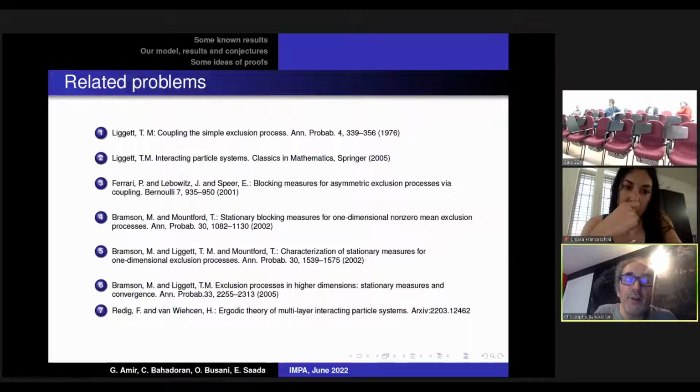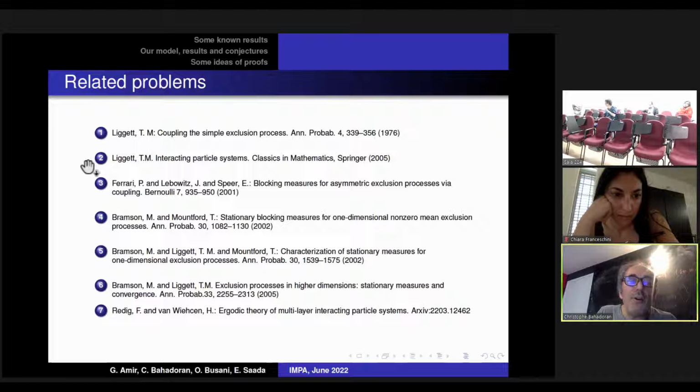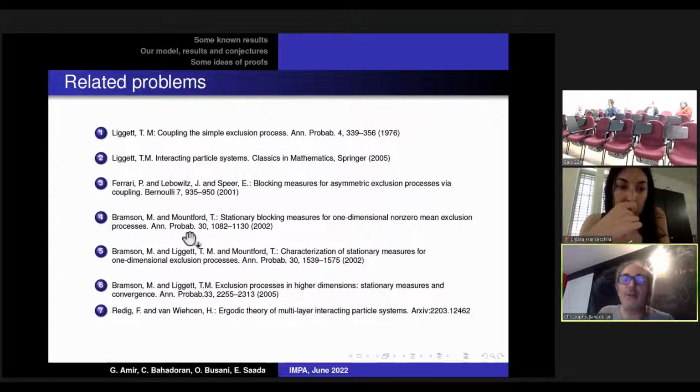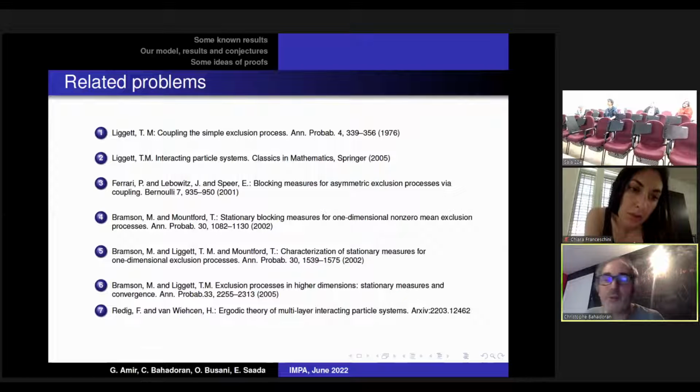First, this is a series of important references. Of course, I'm not claiming to be exhaustive, but these are references which are closely related to our problem. Reference number 2 is the mother of everything; I will not present it. For the other references, in some sense, the problem we study is in the wake of these references. Reference number 7 is a recent preprint investigating a similar model to ours, but in the symmetric regime, and we are more focusing on the asymmetric regime. So the two things are kind of complementary.